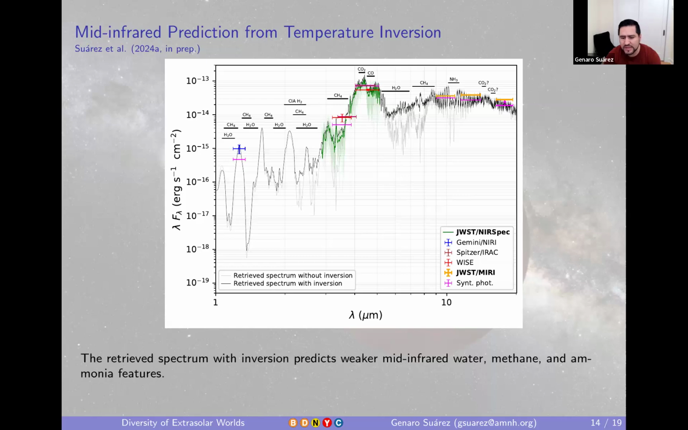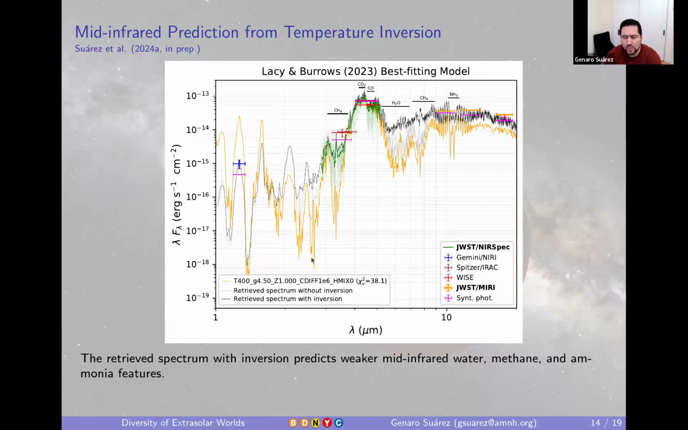So we obtained that the model with a temperature inversion predicts weaker water, methane, and ammonia features compared to the spectrum without the inversion. So we are still understanding these differences because it appears that the temperature inversion is like destroying some of these molecules. We also compared the retrieved spectra to modern atmospheric models, and actually those models fail to explain the best retrieved spectrum.